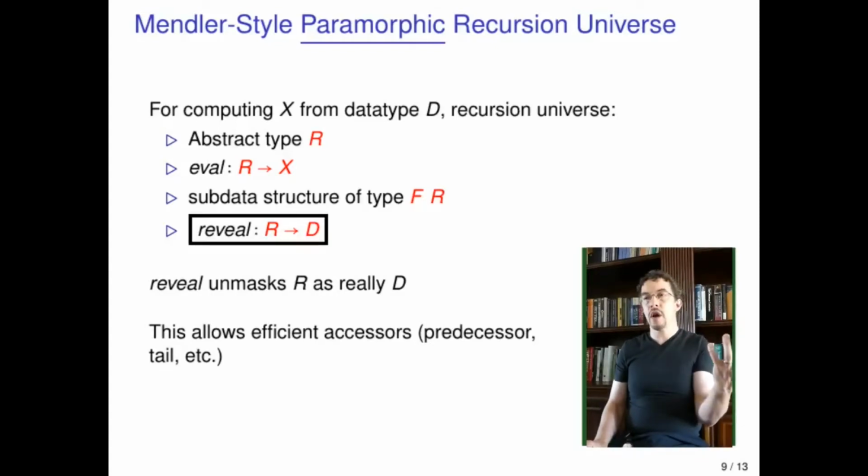That would be totally unsound from a termination perspective, because you could just stick random values into R and then recurse on them. But here, you are allowed to sort of leave the recursion universe. You can sort of wormhole out of there if you want to have some data D. And this is really important if you want to write efficient accessor functions like predecessor or tail or something.